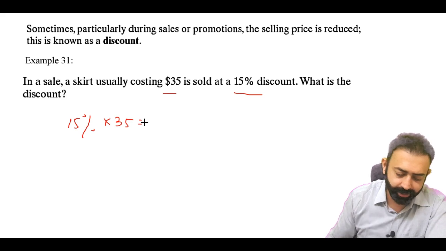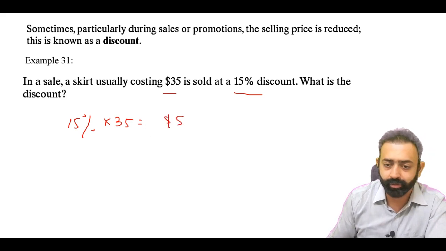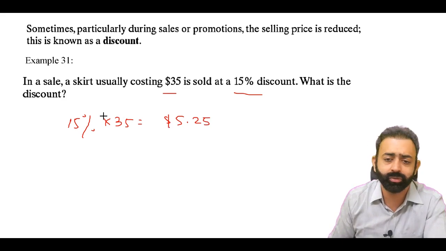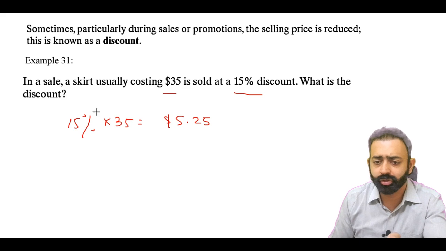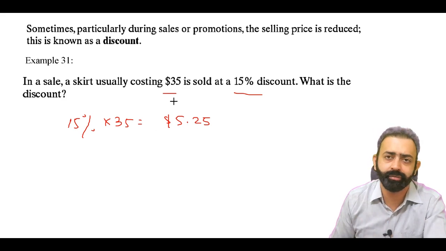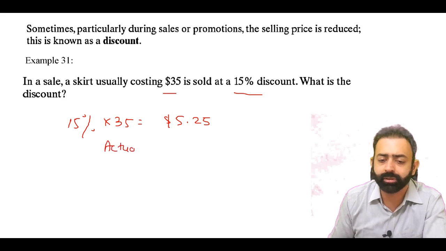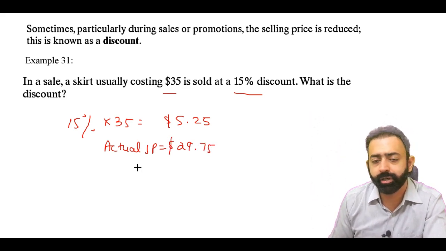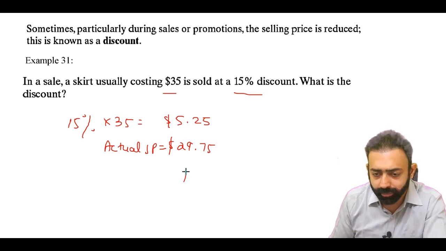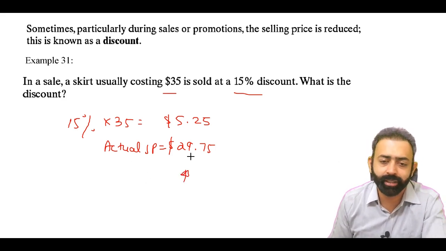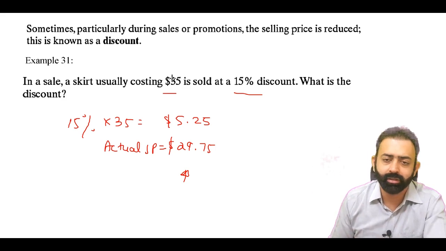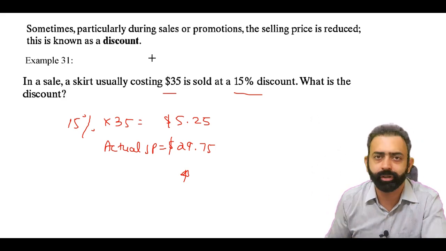0.15 into 35 is 5.25. So 5.25, this is the discount, right? It might have asked you to find out the actual selling price. So you just subtract 5.25 from 35, which is 29.75. You can say the actual selling price is $29.75. Okay, so now profit or loss will be calculated on this much. This is the selling price, this is the cost price. Now what is the profit or loss?